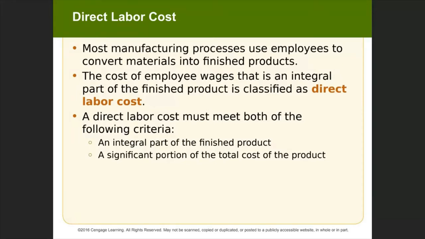Most manufacturing processes use employees to convert materials into finished products. The cost of employee wages that is an integral part of the finished product is classified as direct labor cost. So any employee that directly works on finishing the product, their wages would be considered direct labor cost for the product. And direct labor cost must meet both of the following criteria. It should be an integral part of the finished product or a significant portion of the total cost of the product. So both integral and significant.